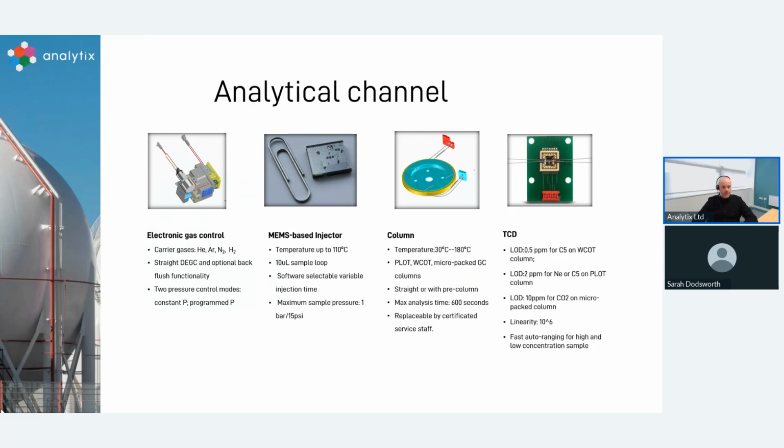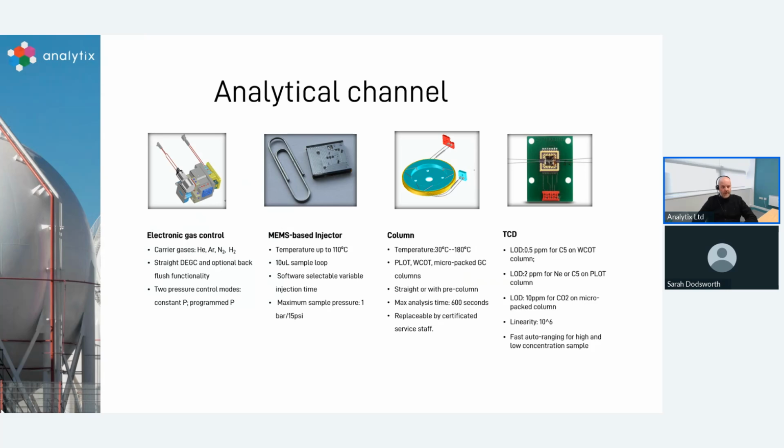The first part of the channel will be the gas control. So we have what's called a DEGC, a dynamic electronic gas control unit. The purpose of the DEGC is to control the flow of the carrier gas and the pressure, and to control the backflush element of the system as well. Backflush essentially is something we can use to remove a certain portion of the sample before it goes onto the analytical channel. I'll have a little bit more about that in the software, but the gas control unit is really controlling the gas and getting rid of any unwanted sample from the run itself.